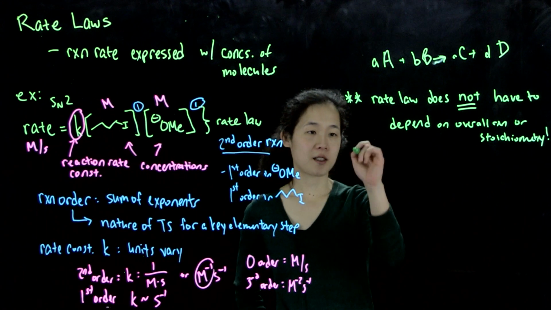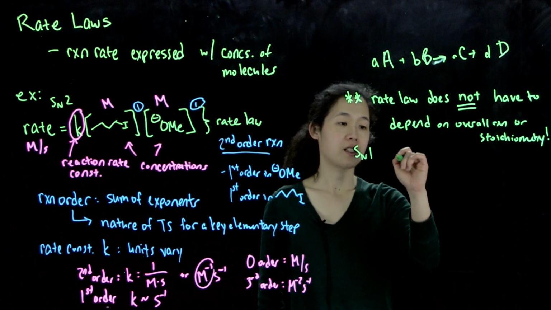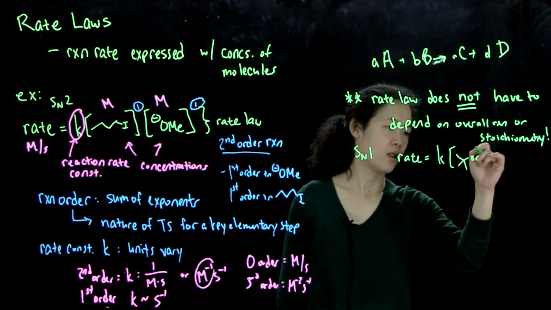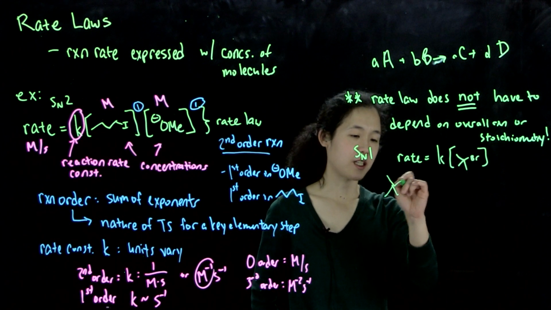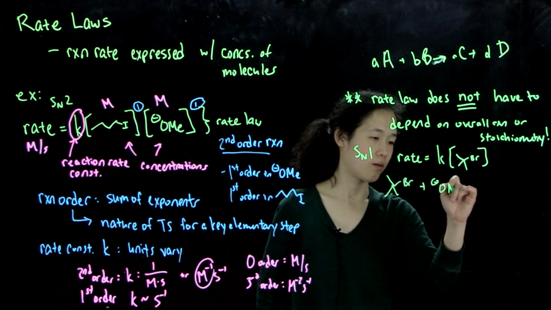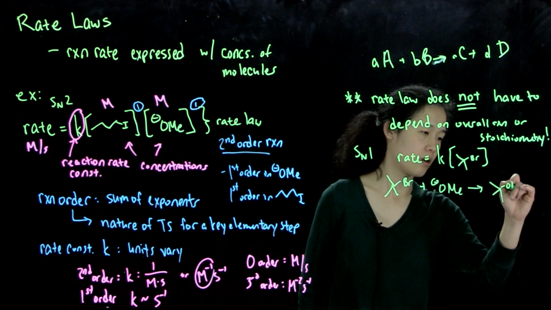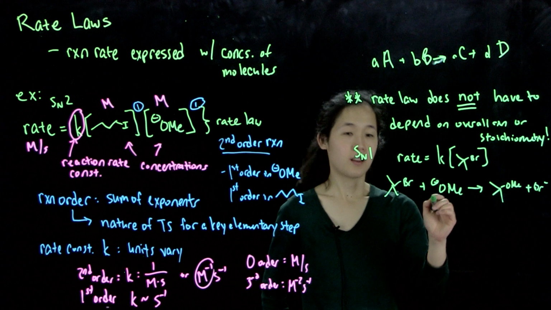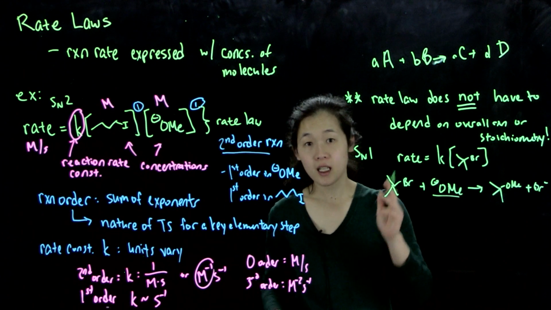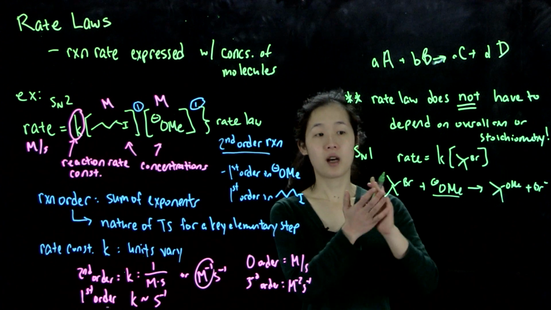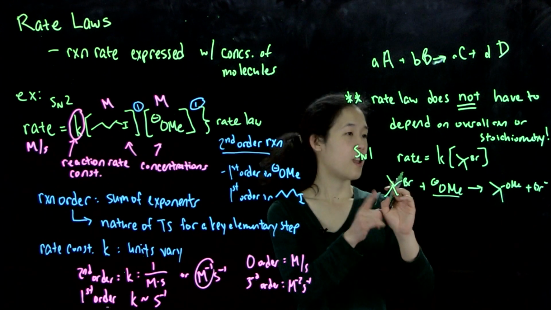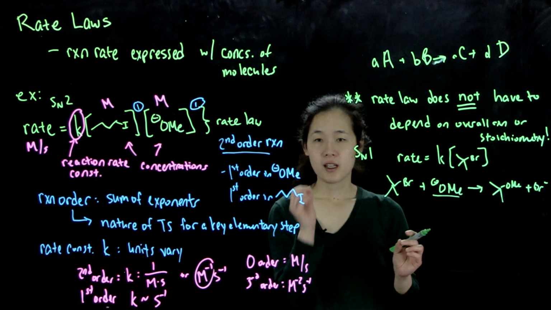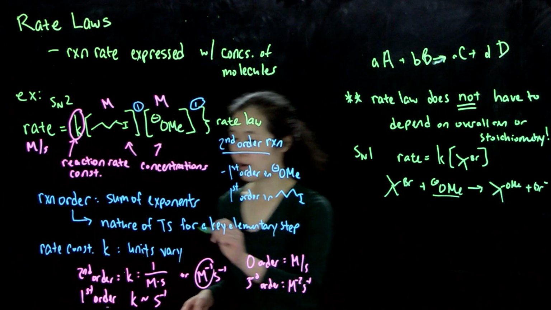So the example is our SN1, where our rate law was actually first order, right? So this was this guy. Even though our overall reaction has two reagents, it is overall first order because this contribution doesn't matter. The bond breaking step, the key elementary step of this reaction, was the breaking of this carbon bromide bond, and therefore only the concentration of the tert-butyl bromide matters. So that's why this is first order. Again, this tells us about the nature of the transition state for the key elementary step.